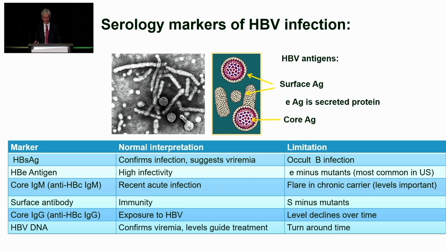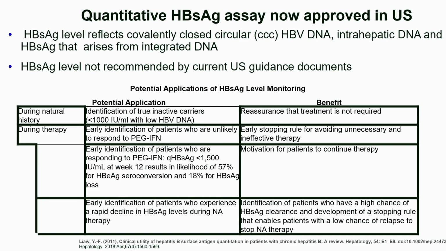What has changed now is that we have actually a quantitative hepatitis B surface antigen level that is available. And while not recommended yet by practice guidance documents, over the next few years, now that we are starting to see other strategies to cure hepatitis B, the level of surface antigen is going to make a difference. You can get this at Quest and LabCorp. Some labs do this. But what this does is this reflects the amount of hepatitis B that is in the hepatocytes, what we call the covalently closed circular DNA, cccDNA.